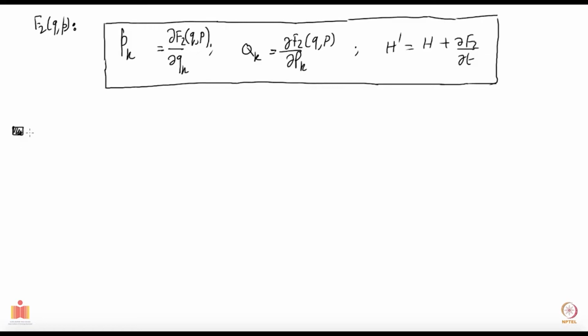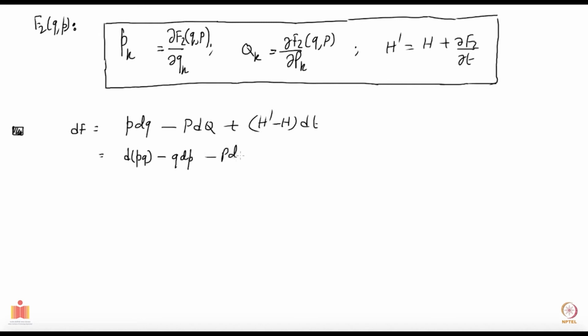Now let me write df again: p dq minus capital P dQ plus h prime minus h dt. This time I will look at the first term here, the first differential, and write it as d of pq. So this gives d of pq equals p dq plus q dp. So I should subtract from this q dp, and then you have the remaining terms.